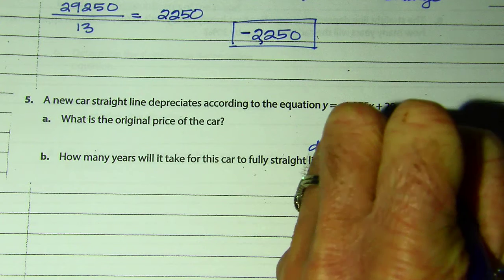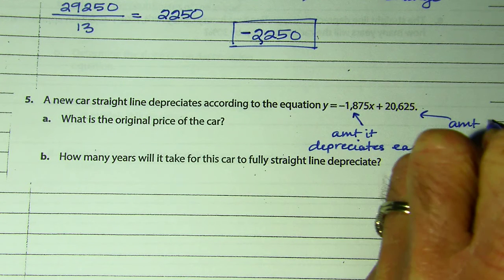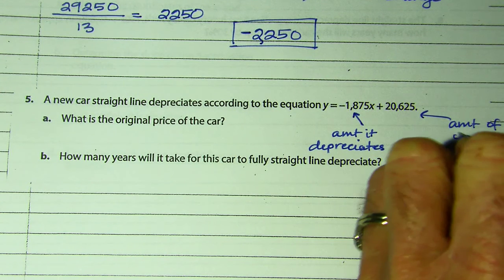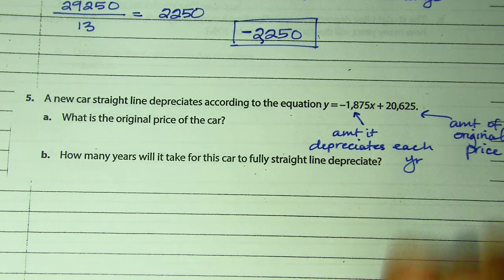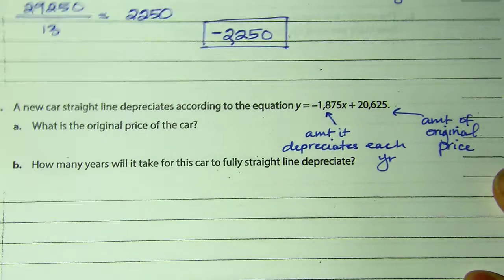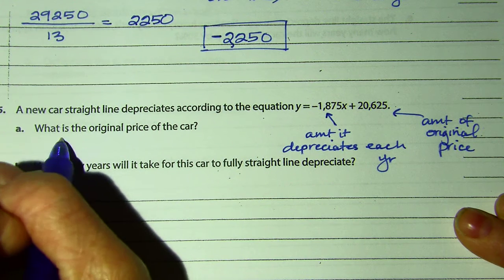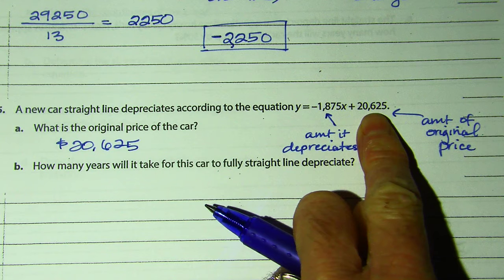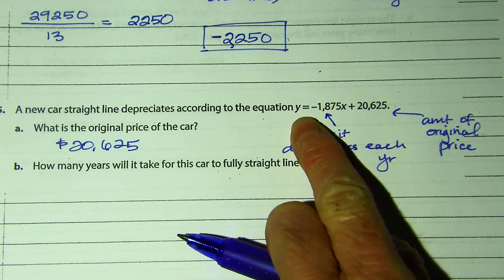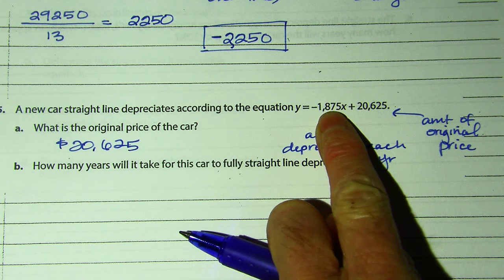And I know this is the amount of original price of the car, just looking at it. So in part A, what is the original price? It was $20,625. So this equation tells me the starting price, and it tells me what's negative, so it tells me what I'm losing every year.